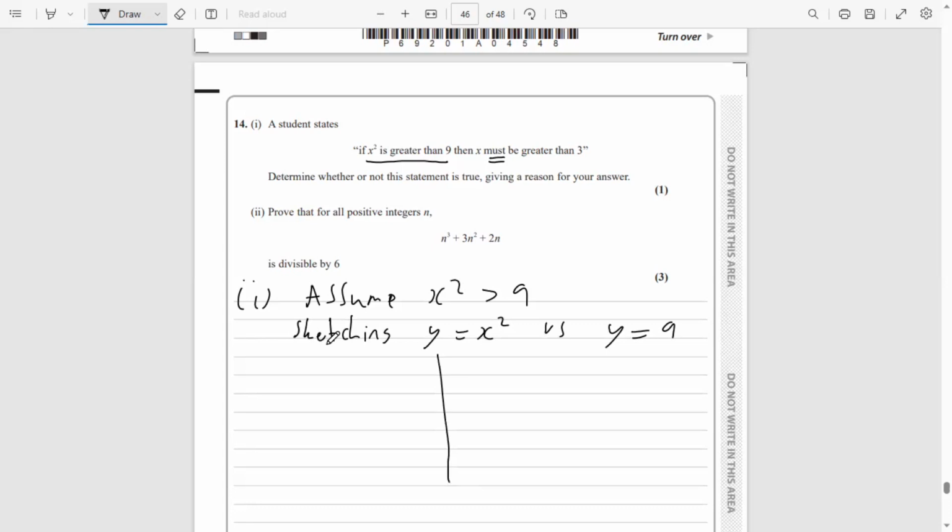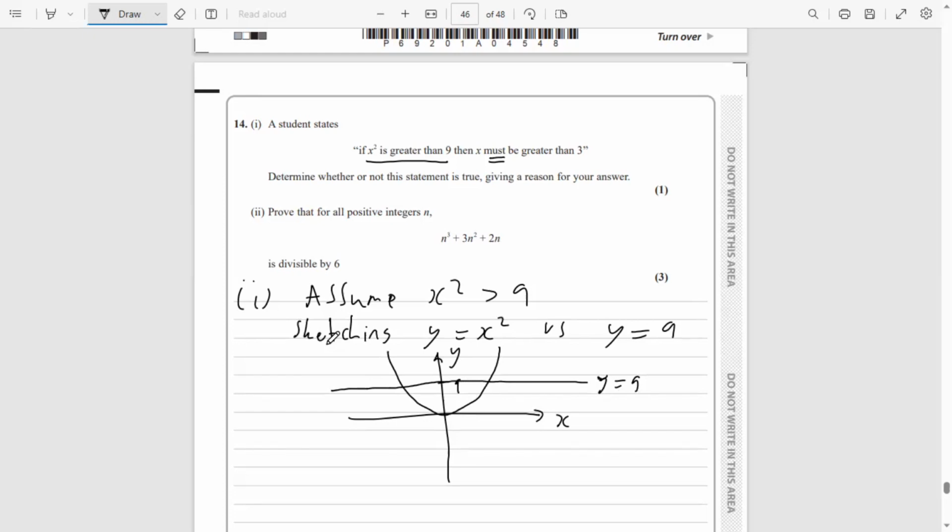So let's sketch our curve y equals x squared, and our straight line y equals 9. y equals x squared is our usual quadratic curve looking like that. And y equals 9 is a horizontal flat line where the y coordinate on your axes is equal to 9. So it's just a flat horizontal line like that, because all of the y coordinates on that line are equal to 9.